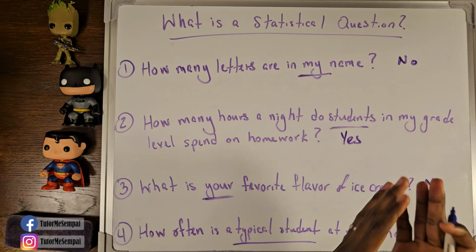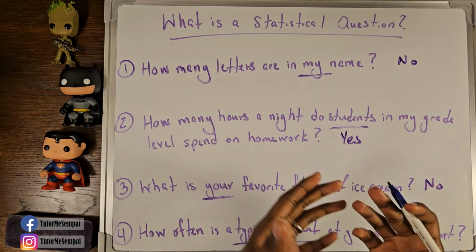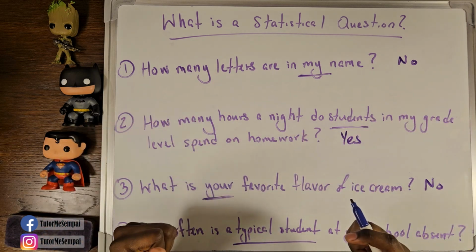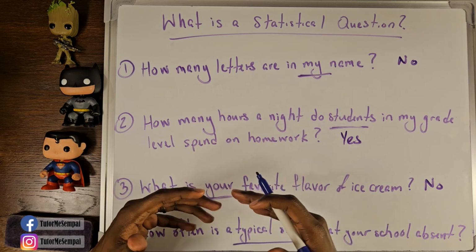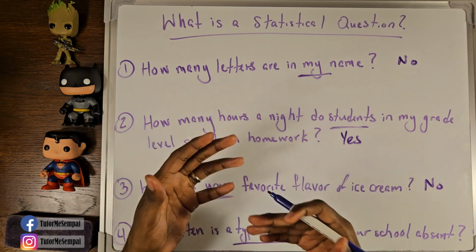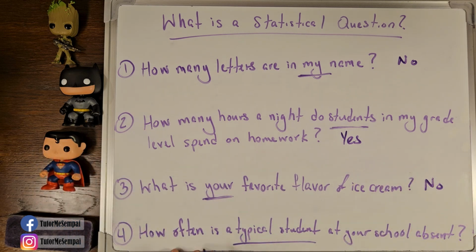Is this going to be a statistical question? What's the pool? A typical student. In order to get a typical student, you're probably going to have a large enough pool like we said before. So you're going to be collecting a lot of data from all these people in order to get a typical student. And this data is probably going to vary because there's a good chance that all of the people you survey are not going to be absent the same number of times. So this is a yes. This is a statistical question.